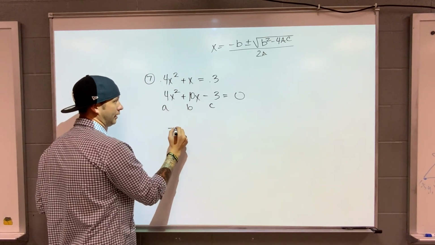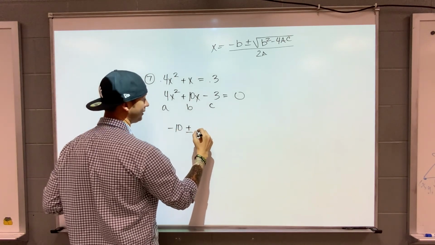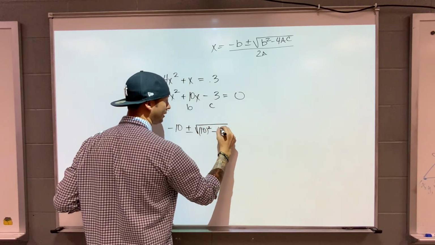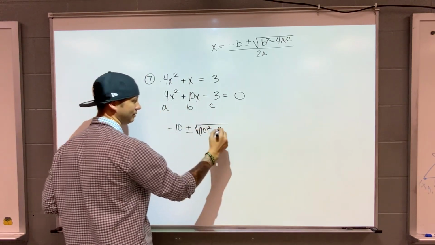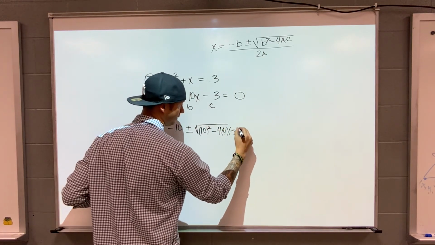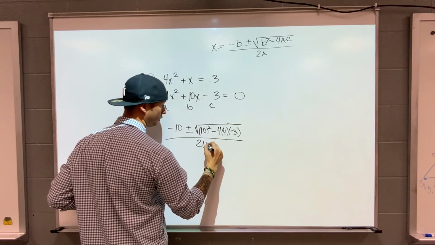Okay, negative B, which in this case is 10, plus or minus square root 10 squared minus 4a, so 4c, negative 3, all over 2 times a, so 2 times 4.